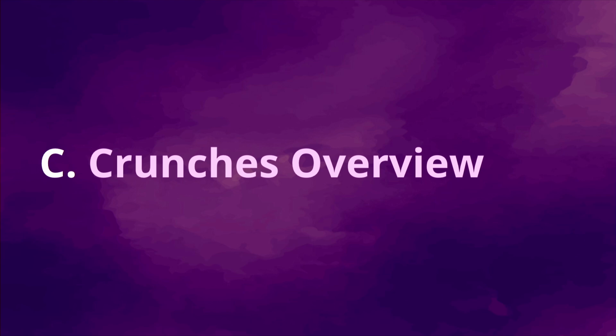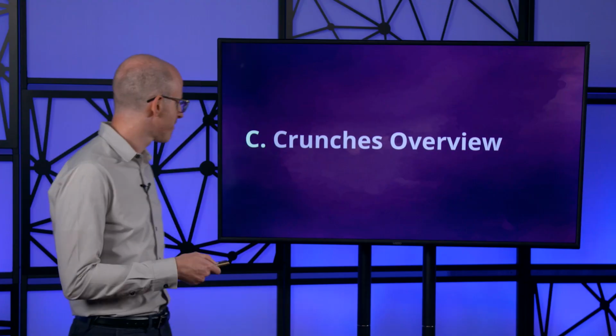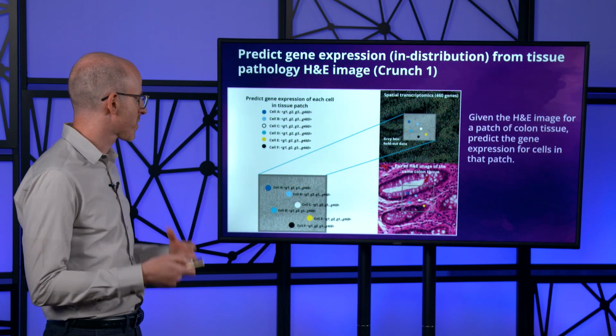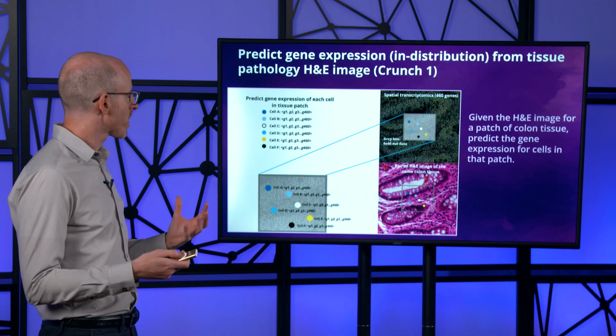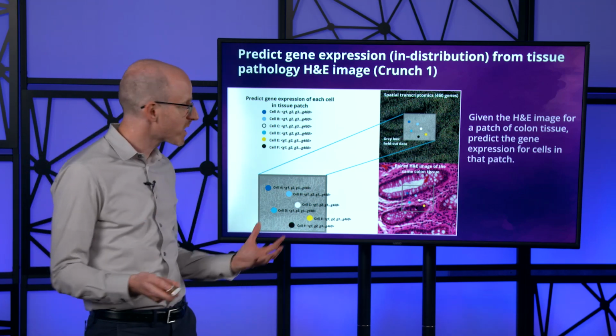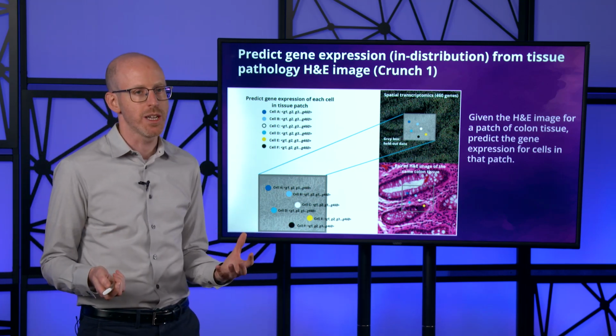Okay, so now you know about the clinical samples and how the data derived from those is structured. So now let's get into the really exciting part, which is what you're going to be working on. What are the 3 crunches you're going to be tackling here? So let's start with the first crunch. Here we're going to be asking you to predict gene expression from tissue pathology images.